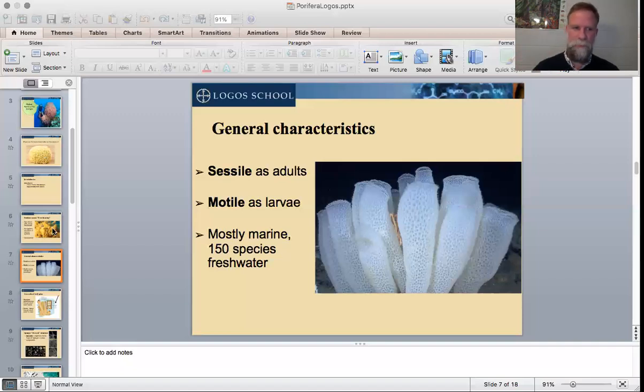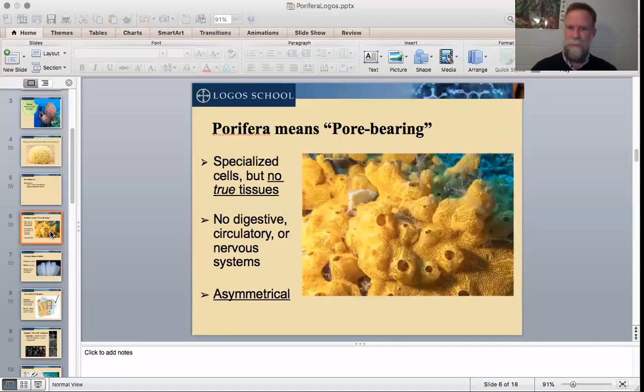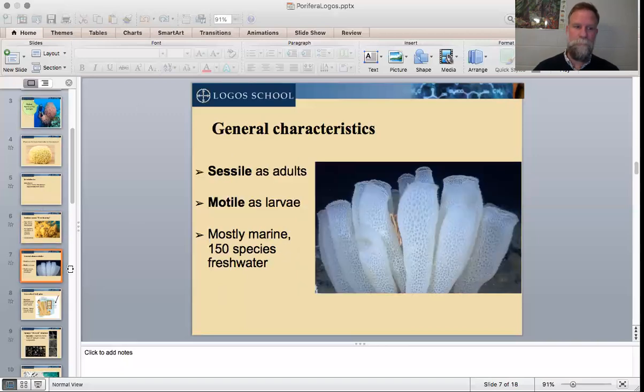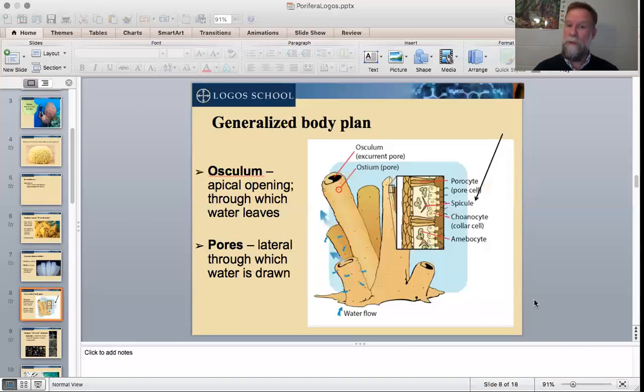This looks a lot like a sponge. This one could pass for coral if you didn't know, right? But that big opening in the top is a giveaway. Those big openings in the top. And this has to do with how they respire.